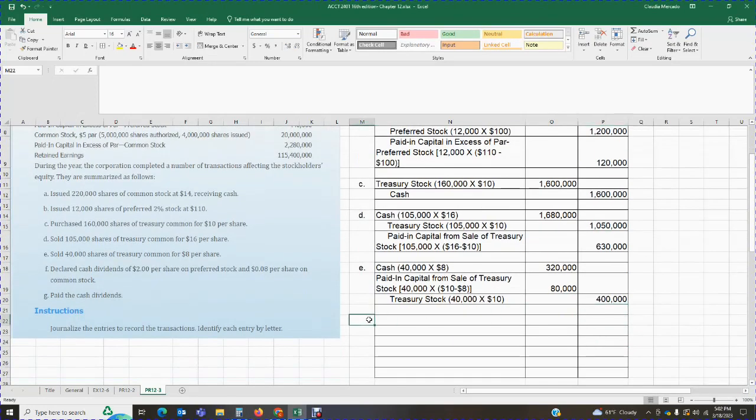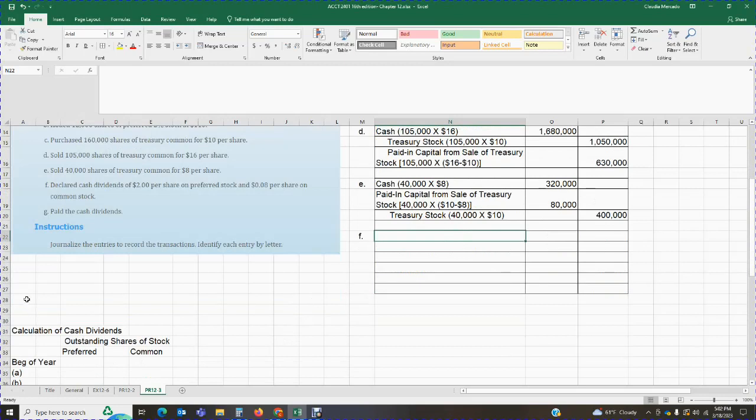Letter F. We declared cash dividends of $2 per share on preferred stock and 8 cents per share on common stock. Now we have to do some math here, because we need to figure out how much we have in each type of dividend and do our multiplication. So let's do our calculations down here.